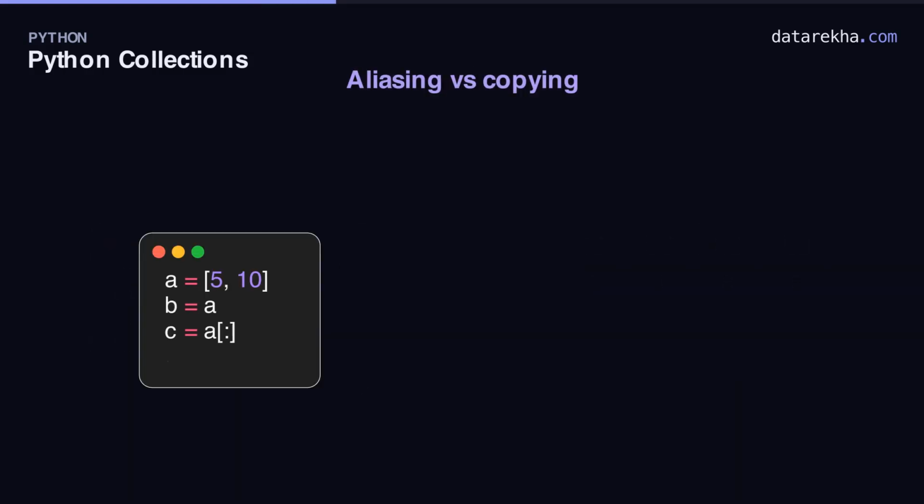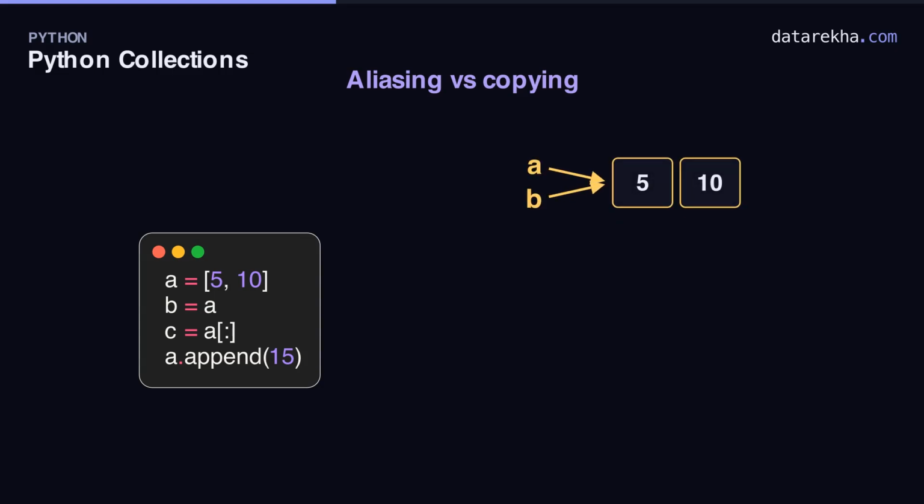Now let's solve that opening puzzle for good. A is a list, 5 and 10. Then B equals A. The crucial truth: this makes no new list. It hangs a second name on the exact same box. A and B both point there. But A with a full slice, A[:], is different. That really does build a fresh, separate box. C points to its own copy. Same contents today, but a different object.